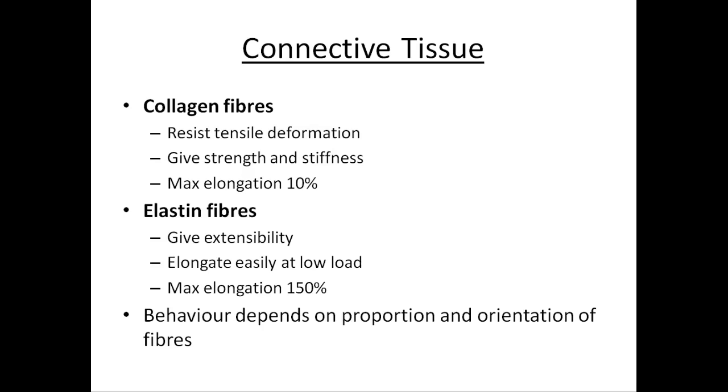So connective tissue, collagen fibers. Collagen fibers resist tensile deformation, they give strength and stiffness, and they have a maximum elongation of about 10%. Elastic fibers give extensibility, elongate easily at low load, and they have a max elongation of 150%. So the behavior depends on the proportion and the orientation of the fibers.